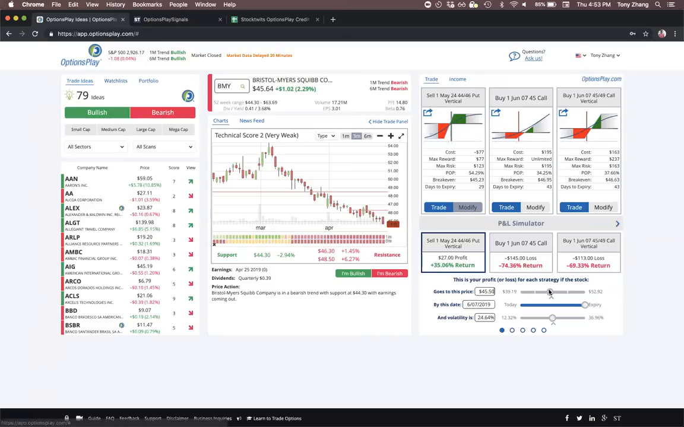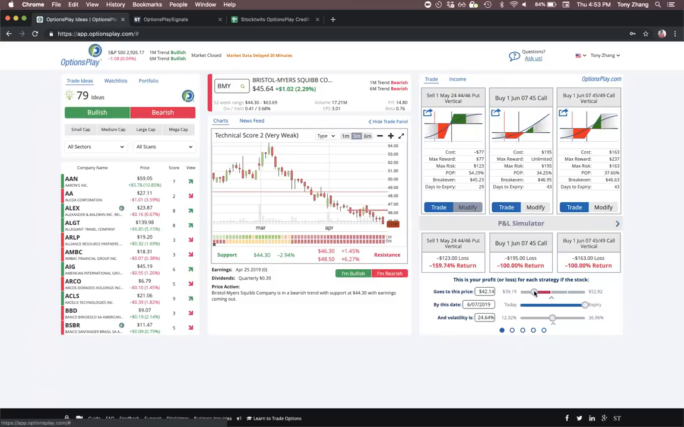Now, the only downside to this particular trade is that even if the stock does rally back up to $48, $49, $50, which I think it could potentially make it there, I'm still only going to make my $77 profit. Like I said, if I'm expecting a big move, this is not the most optimal strategy to do so.